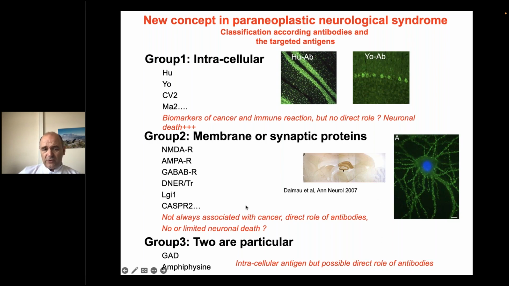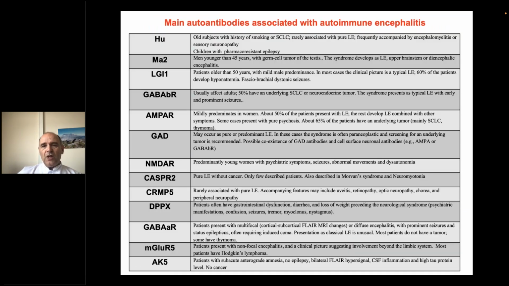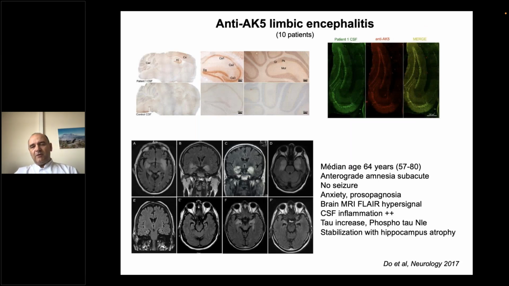There is a direct role of autoantibodies, and there is no or limited neuronal death, so the patients can improve with immunomodulatory treatment. And there are some other autoantibodies that we cannot classify. A lot of autoantibodies have been described in association with limbic encephalitis. We cannot present all of them, but I will speak about some of them to discuss the mechanism.